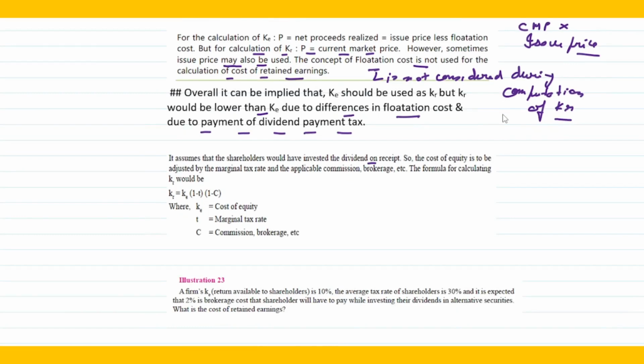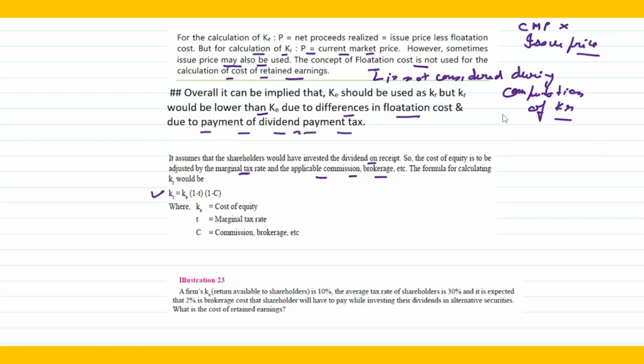If the retained earnings would not have been held by the company, they would have been given to the shareholders, and in that case those shareholders would have reinvested that amount of dividend. So the cost of equity is to be adjusted with what? With the marginal tax rate. We spoke about the tax rate here. So whatever KE figure is there, from that we have to reduce the marginal tax and the applicable commissions and brokerage, and hence you will get the value of KR.